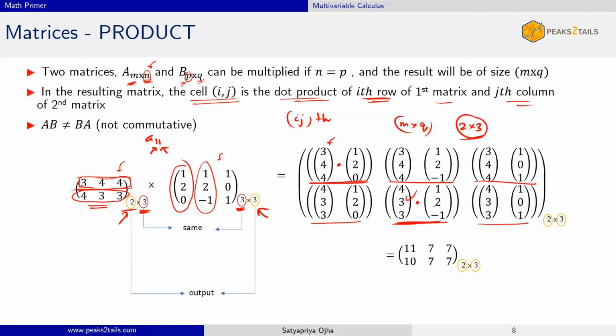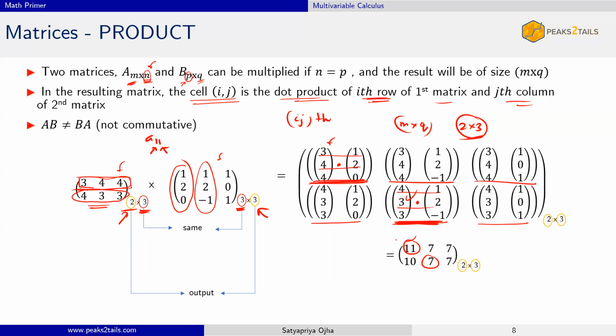After you identify which row and which column need to be multiplied using dot product, the next step is easy. Just do a dot product. Dot product of the first one is 3 plus 8 plus 0. 3 plus 8, 11. And this guy would be 4 plus 6 minus 3, 7. Okay. That's it.